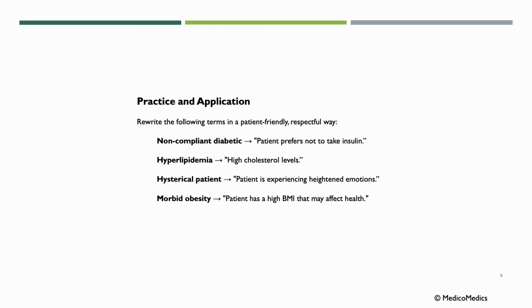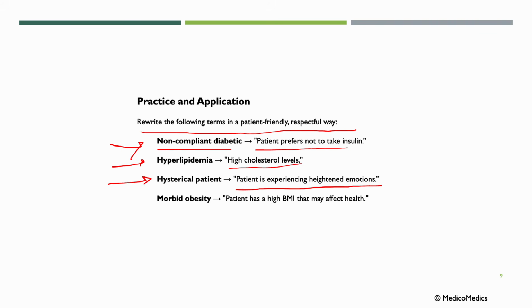Now, let's do some quick practice and application. Rewrite the following terms in a more patient-friendly, respectful way. For example, non-compliant diabetic could be patient prefers not to take insulin. Another one, hyperlipidemia, high cholesterol levels. Hysterical patient, patient is experiencing heightened emotions. Morbid obesity, patient has a high BMI that may affect health.